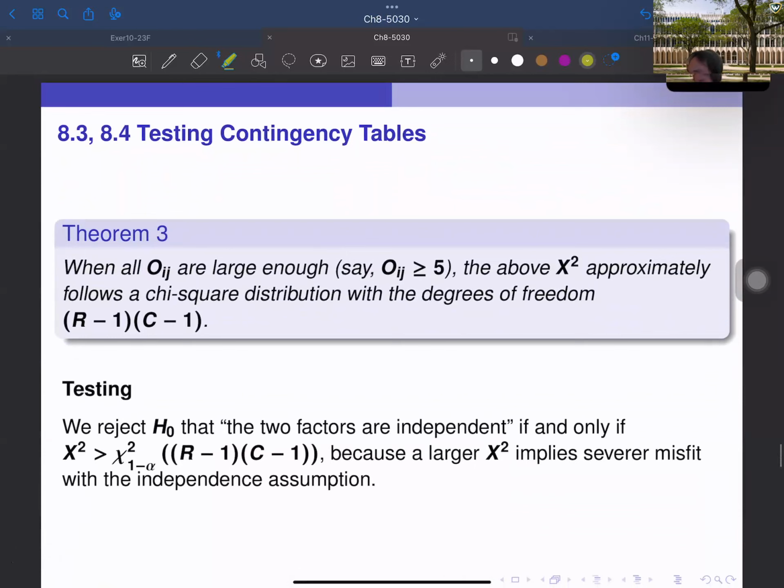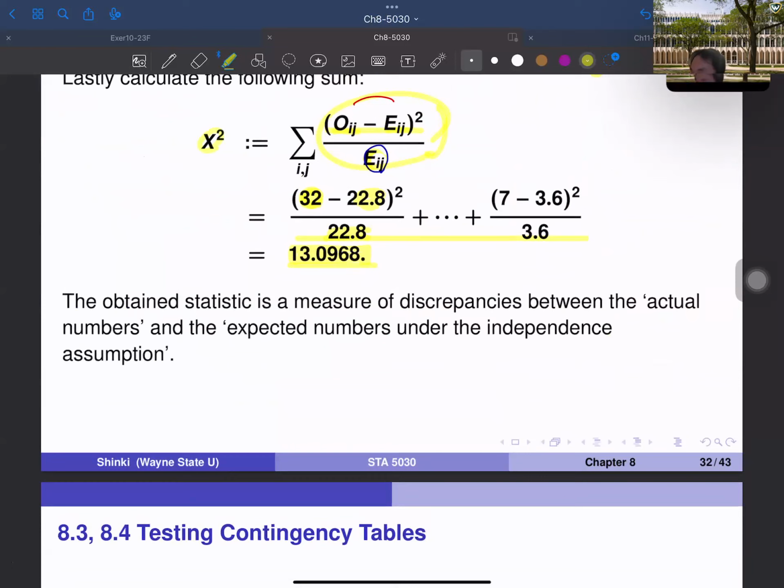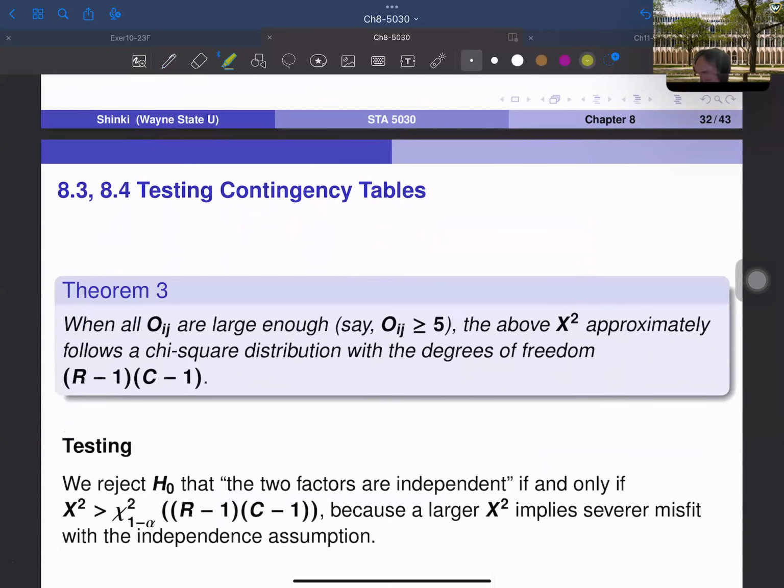And we have some theorem. So the statistic, we say this as chi-square. So this statistic follows the chi-square distribution with degrees of freedom (r minus 1) times (c minus 1). So in our case, we have the 3 by 4 table. So 3 minus 1 times 4 minus 1 is equal to 6. So this follows the chi-square distribution with df 6.